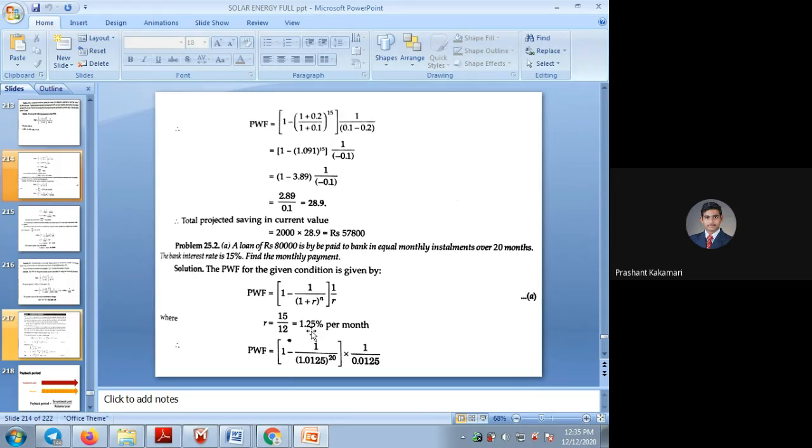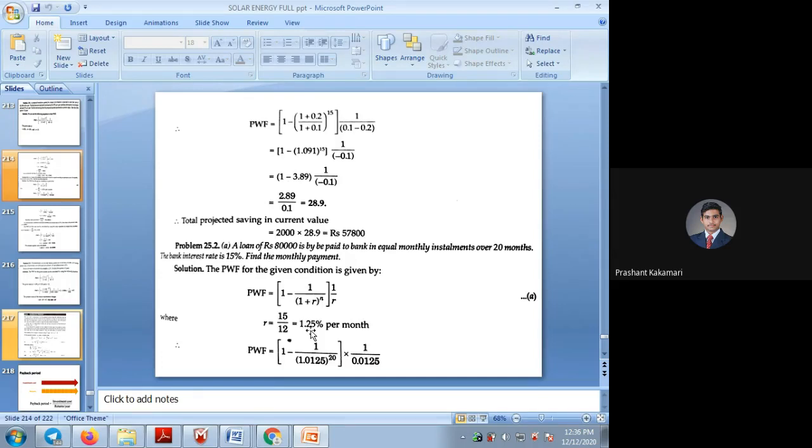Now taking all these factors into consideration, the interest rate is given only as 15%. So per year, what is the interest rate? It is 1.25% per month. Okay, yearly it is 15%. But here installments are paid in 20 months. So monthly payment will be how much? 15 by 12, that is 1.25% per month we have to pay.